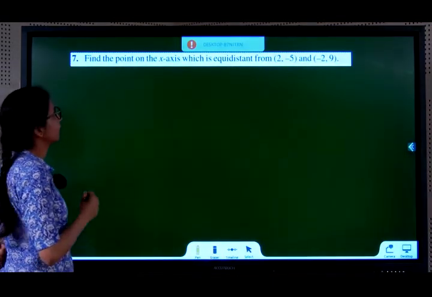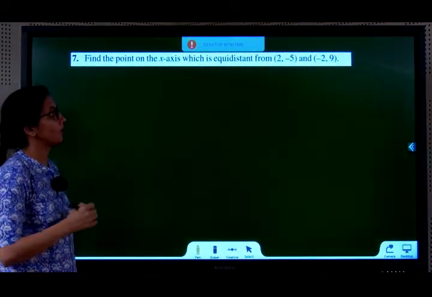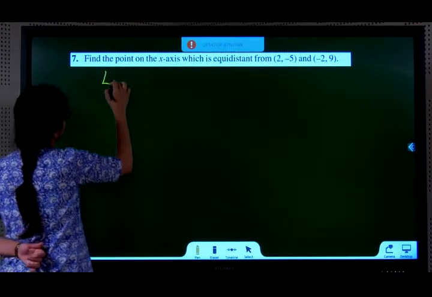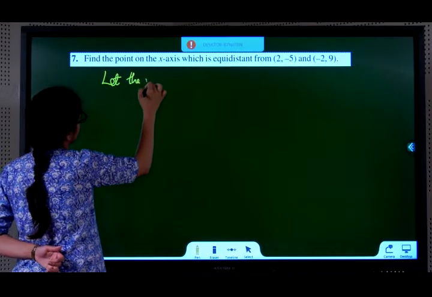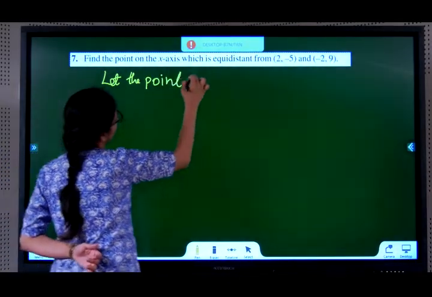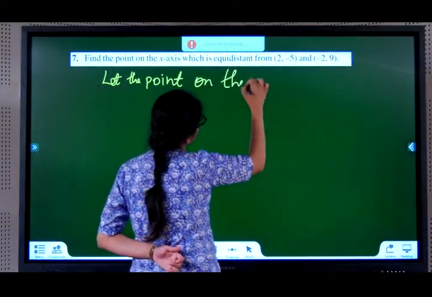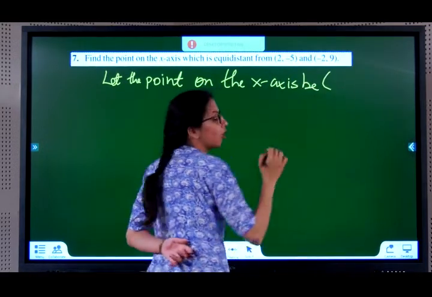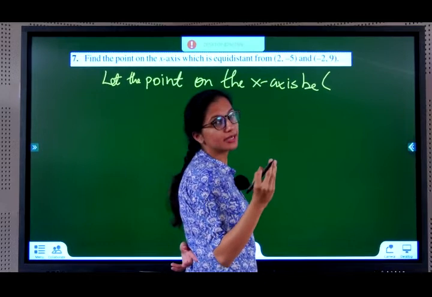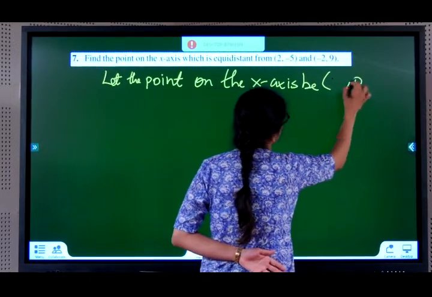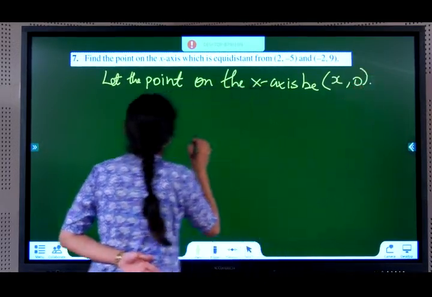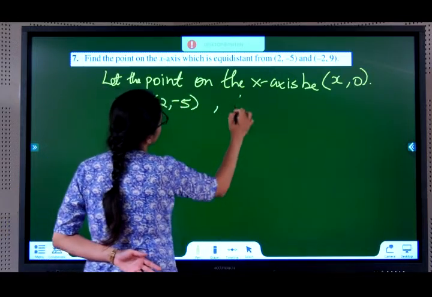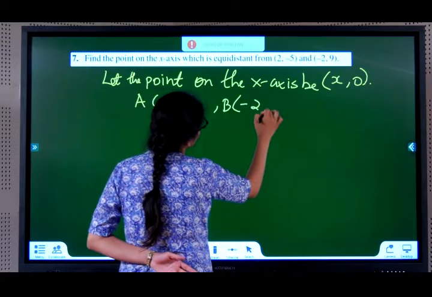Question 7. Find the point on the x-axis which is equidistant from A and B. Let the point on the x-axis be, on the x-axis which coordinate is 0? Y coordinate is 0. So I'll say (x, 0), and let A be (2, minus 5) and B be (minus 2, 9).